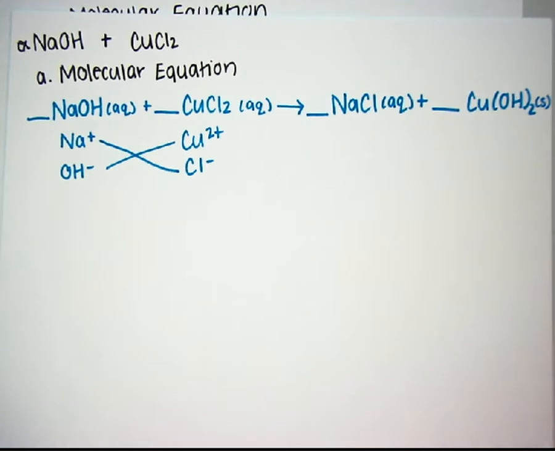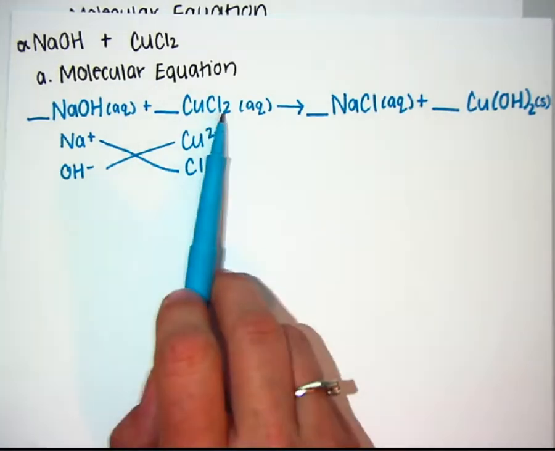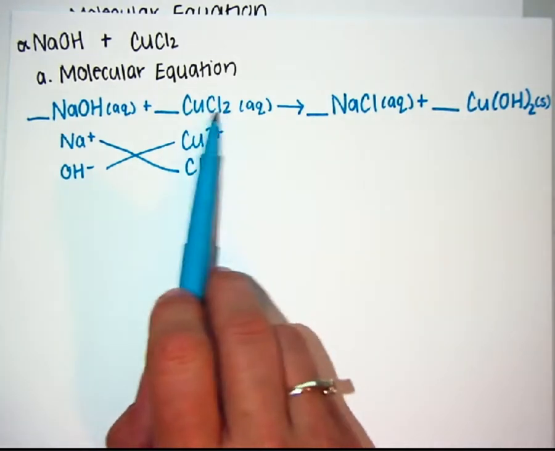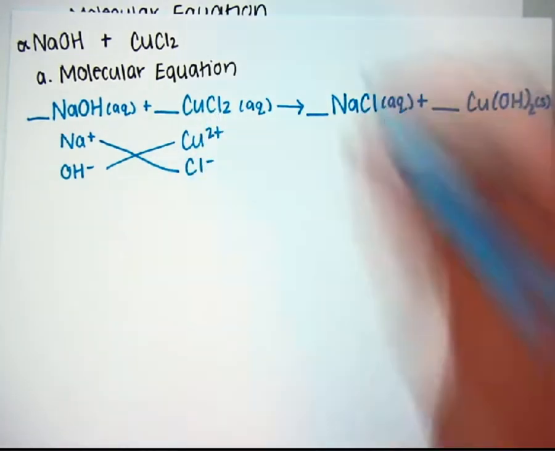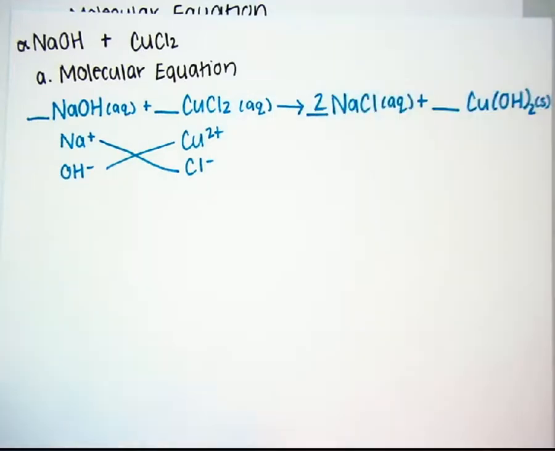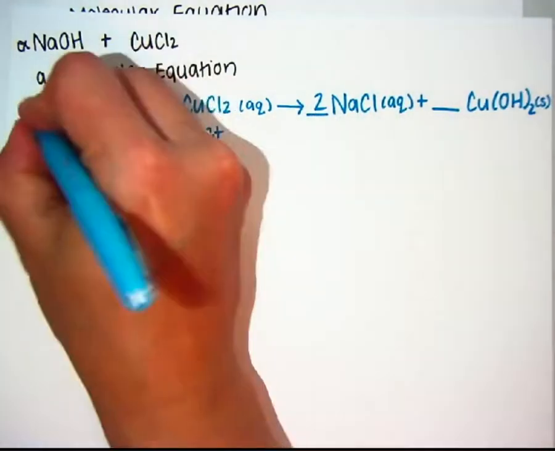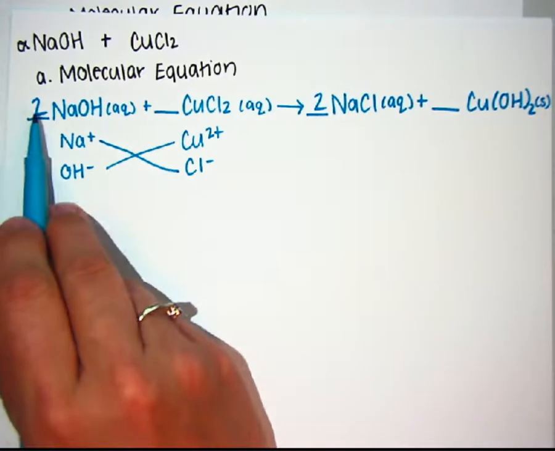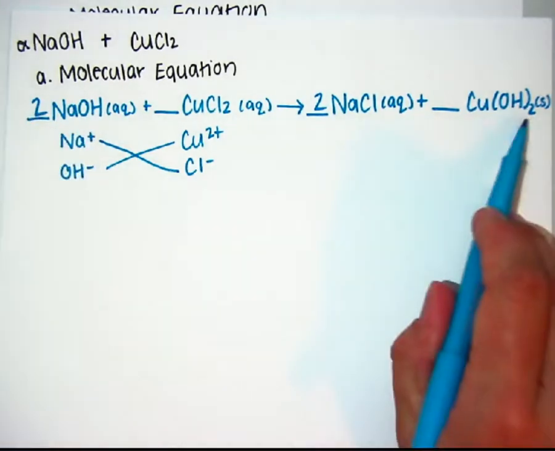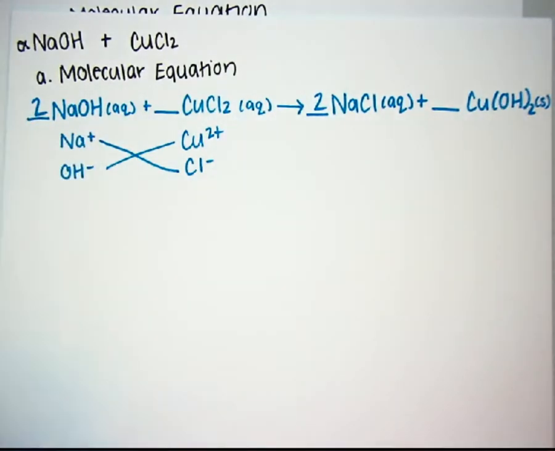Before we move on, we need to balance this equation. I see that I have 2 chlorides on the reactant side, but only 1 over here. That now gives me 2 sodiums, so I can add a 2 over here. That gives me 2 hydroxides, and I have 2 hydroxides, so we're balanced.